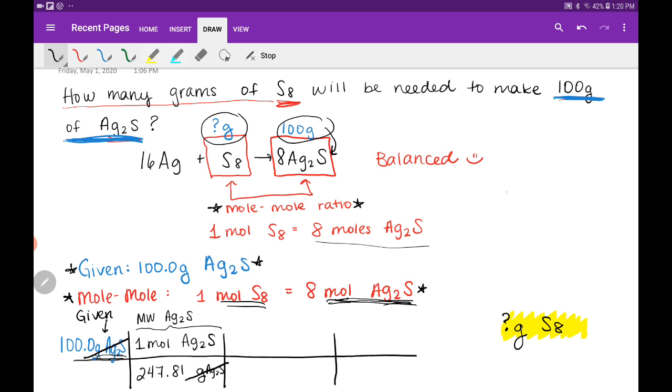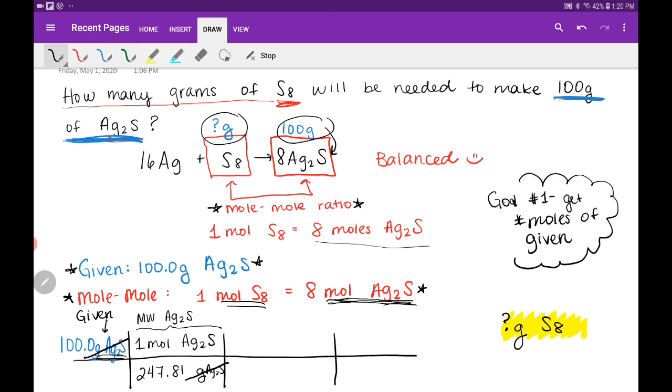So our goal number 1 is to get moles. Goal number 1: get number of moles of the given. And why do we need that? We need the number of moles of the given so that we can use the mole-mole ratio. So if you're given moles, you can totally skip this step. So that's why the molecular weights are optional. Because if you already have moles, do you need to do any math to get moles? No, that'd be too much math. Why make it harder?